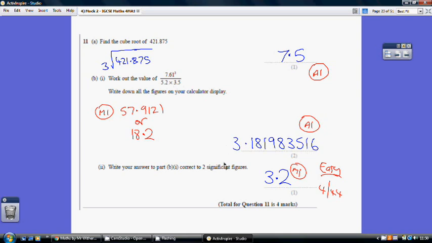Now, part 2, giving this answer correct to 2 significant figures. Well, be careful. That is different to 2 decimal places. 2 decimal places would mean 2 numbers after the decimal point. That would be 3.18. 2 significant figures just means you're allowed 2 numbers in your answer, full stop. So the 3 and 1 more number. So does that one round up? Yes, it does. So final answer of 3.2.